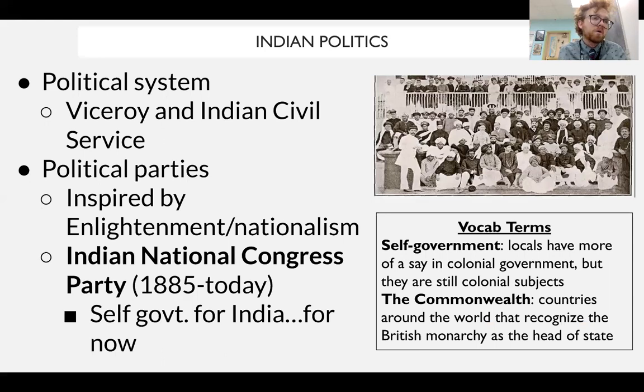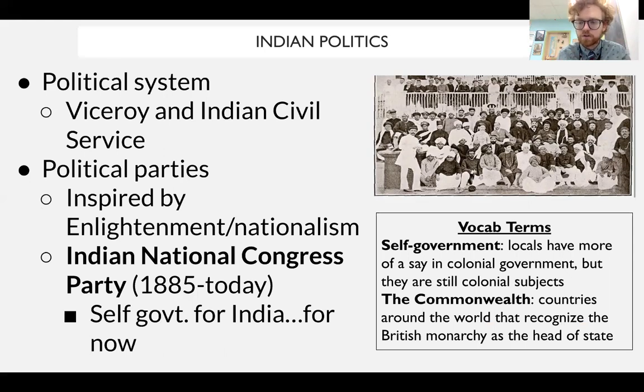So there are going to be calls for what we call self-government in India. And self-government isn't necessarily independence. Independence and self-government are actually different things. Independence means you have no connection whatsoever with, in this case, the British. But right now, in the late 19th and early 20th century, a lot of people in India, at least among prominent Indians, are okay with self-government. They want more local say in colonial government.